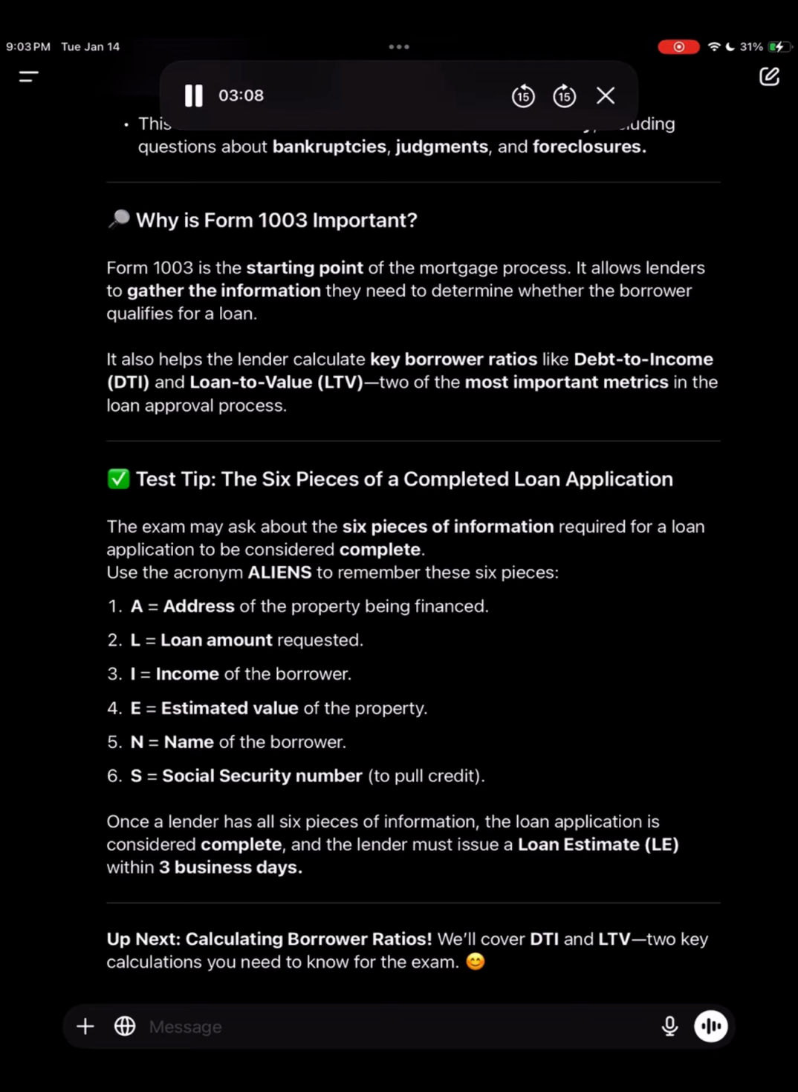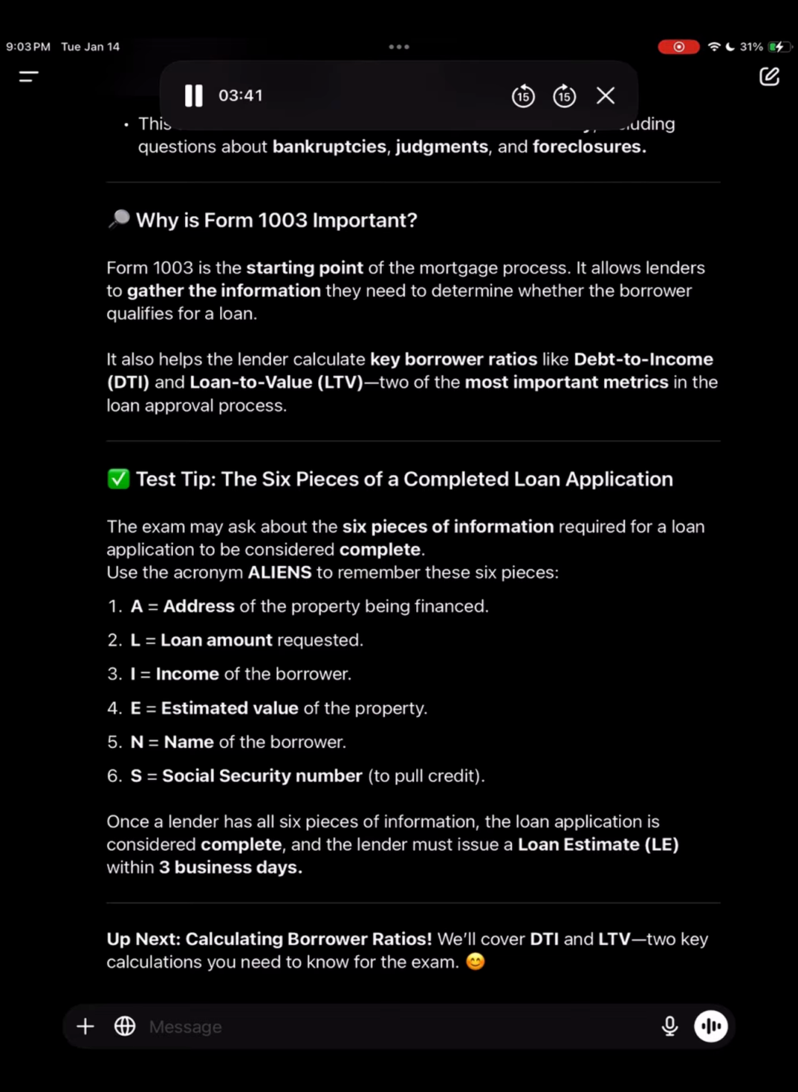Test tip: the 6 pieces of a completed loan application. The exam may ask about the 6 pieces of information required for a loan application to be considered complete. Use the acronym ALIENS to remember these 6 pieces. 1. A equals address of the property being financed. 2. L equals loan amount requested. 3. I equals income of the borrower. 4. E equals estimated value of the property. 5. N equals name of the borrower. 6. S equals social security number to pull credit.